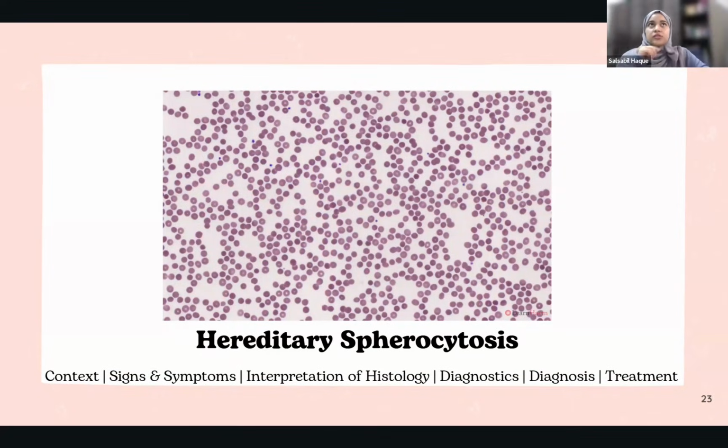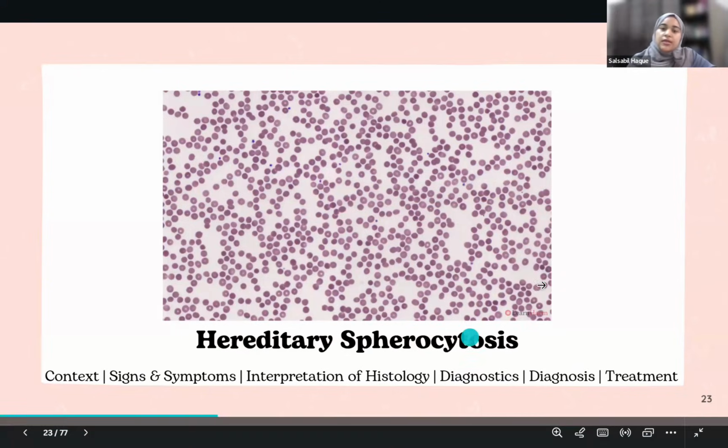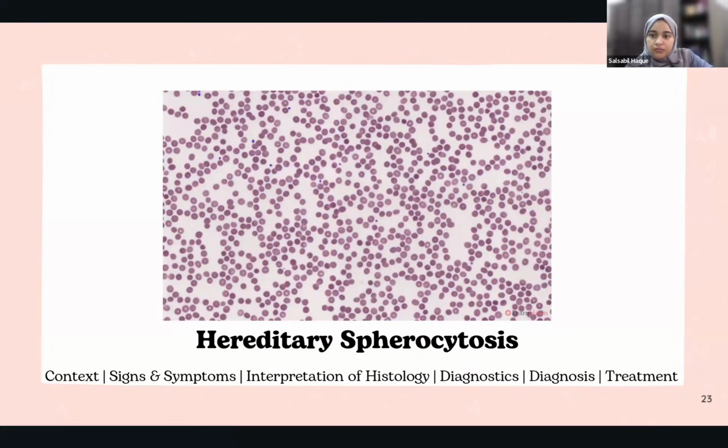Now, I want you to mention some mutations. First of all, what is the mode of inheritance? Okay, so we're going to diagnostics. So what is the mode of inheritance of hereditary spherocytosis? So it is going to be autosomal dominant.